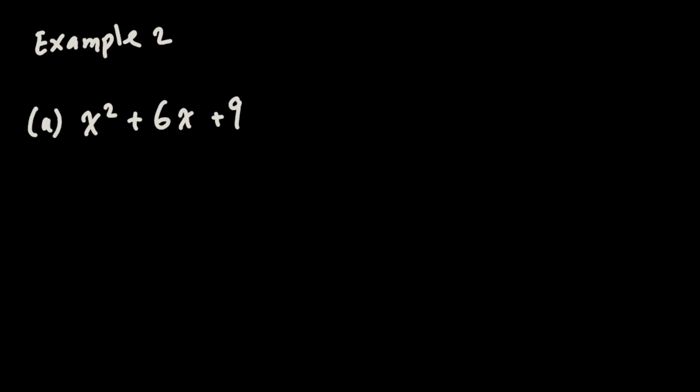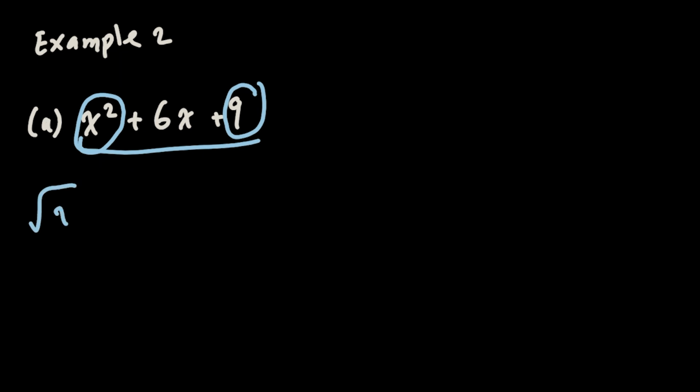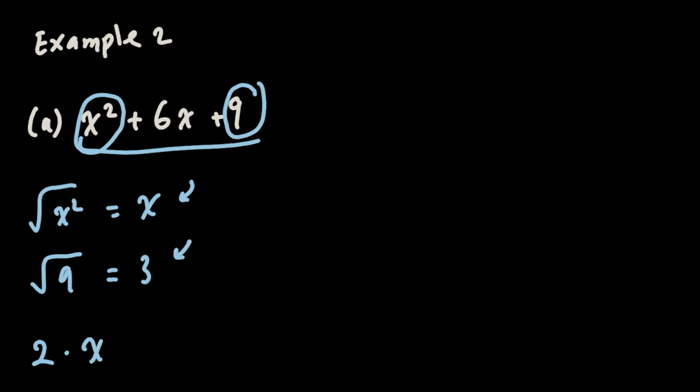Let's see example 2. We have this expression here and we want to factor it. This is a special expression called a perfect square expression. To find whether this expression is a perfect square or not, we take the square root of this term. Let's try it out. The square root of x to the power 2 equals x. The square root of 9 equals 3. And then we take 2 and multiply it by this x and this 3, so we get 6x.